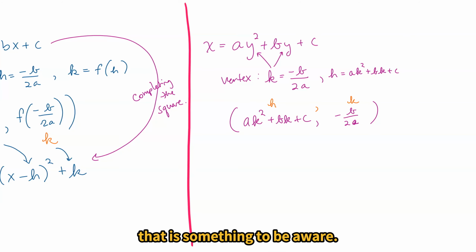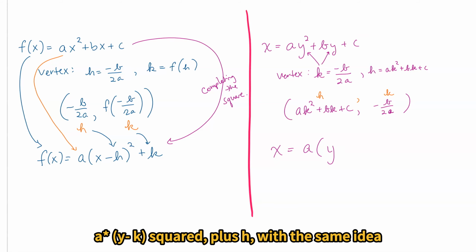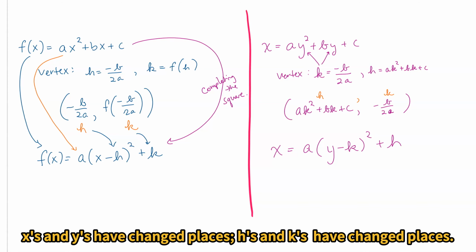So that is something to be aware of. They have switched roles. And similarly in the equation, we can write the equation a times (y minus k) squared plus h, with the same idea as the function notation. Again, x's and y's have changed places, h's and k's have changed places.